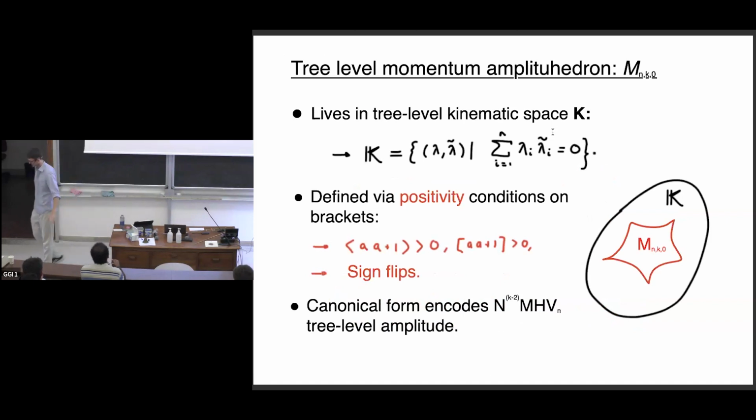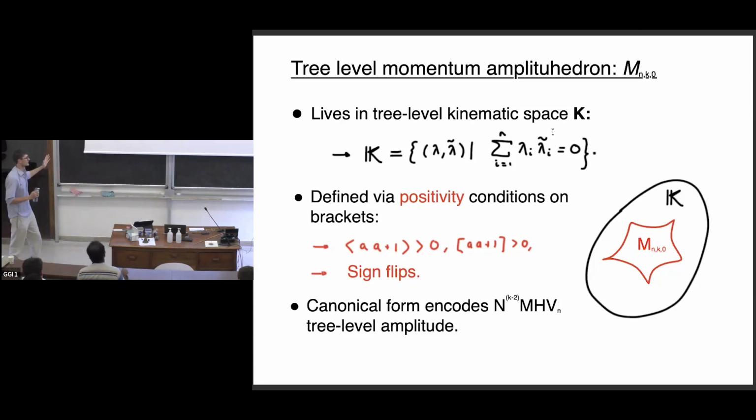So, moving on to the definition of the momentum amplituhedron. As I said, the momentum amplituhedron is defined using the spinor helicity formalism: the space of all lambda and lambda tilde subject to momentum conservation. That's our big black space here. Within this kinematic space, there's some very nice positive region carved out by positivity conditions, given by your angle and square brackets being positive, together with sign flip conditions.